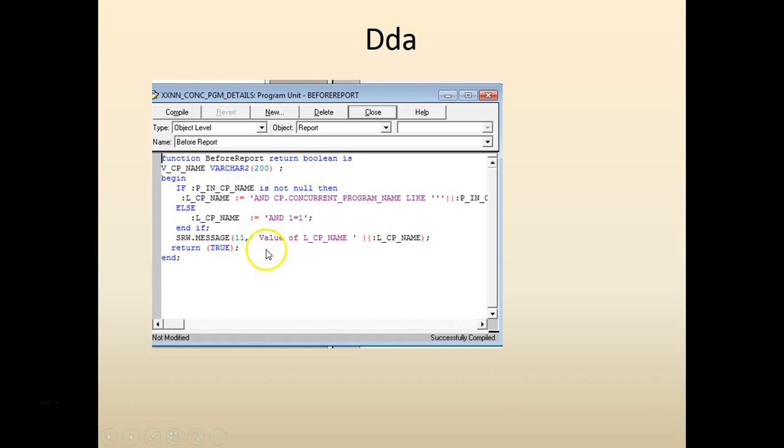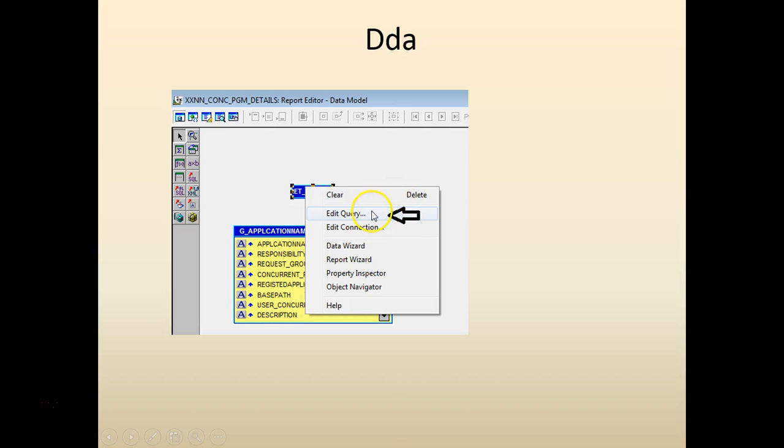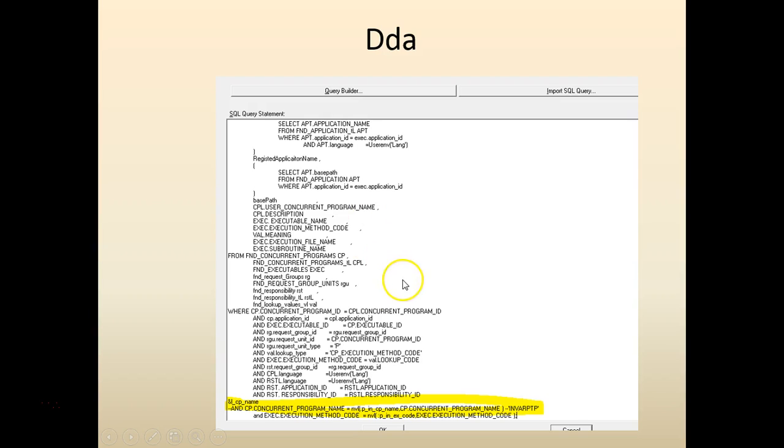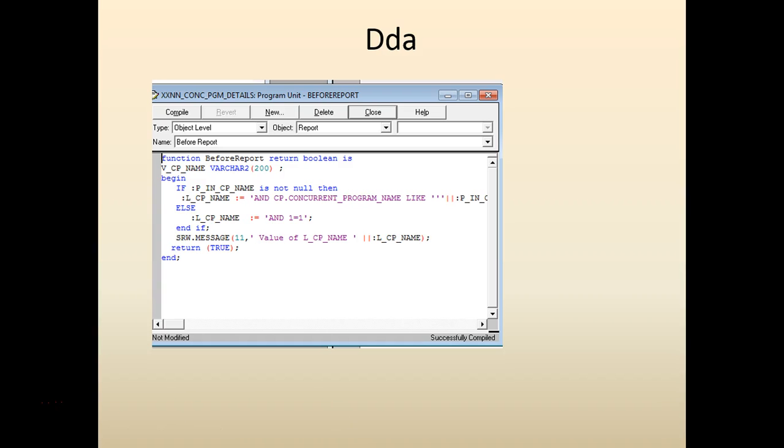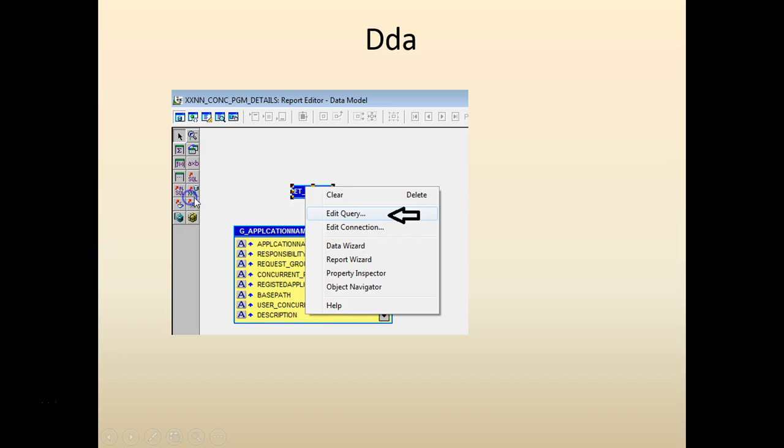So there is a template. What we are trying to do is build a dynamic condition. So if this parameter is not null, then the L parameter is equal to the SQL statement. You can edit the query. So I'm going to replace the last line, comment that one out, and put ampersand LCP name. LCP name is the variable that we used.